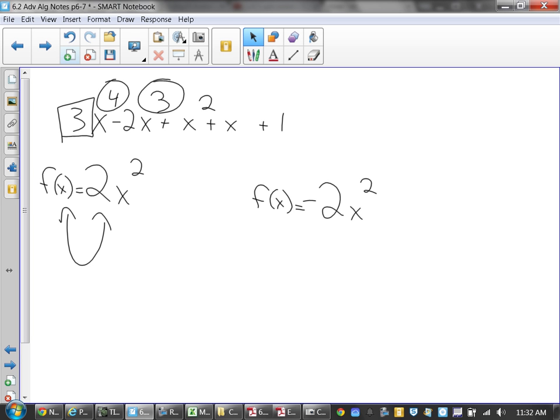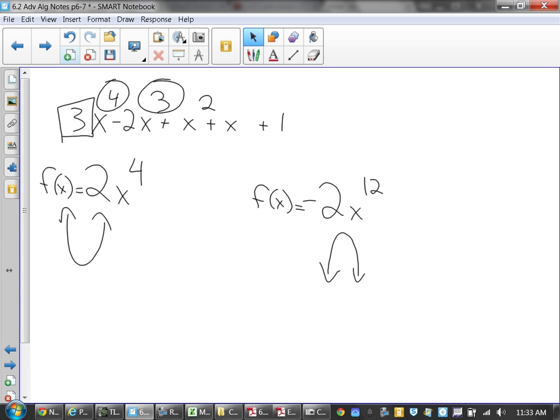Do you agree? Whereas the other one, what is it going to look like? Down like a frown. And why is it down like a frown? Because the first term is negative. Do you agree? Okay. What do you think changes if that's a 4? Or if this is a 12?